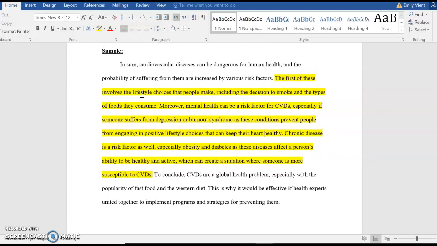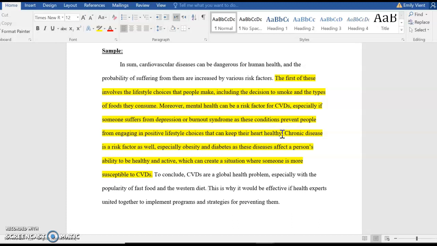"The first of these involves the lifestyle choices that people make, including the decision to smoke and the types of food they consume. Moreover," right, so this is the next main point, so I'm using a transition of addition. "Moreover, mental health can be a risk factor for CVDs, especially if someone suffers from depression or burnout syndrome, as these conditions prevent people from engaging in positive lifestyle choices that can keep their heart healthy."